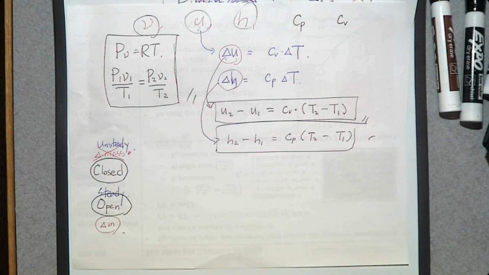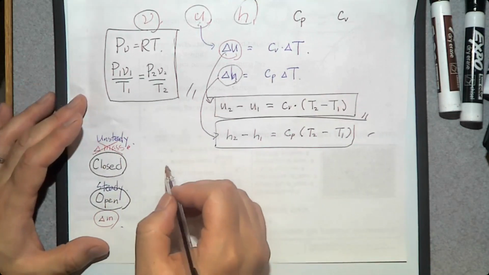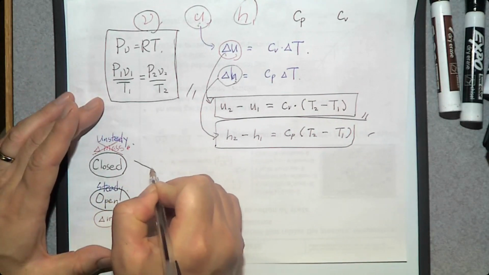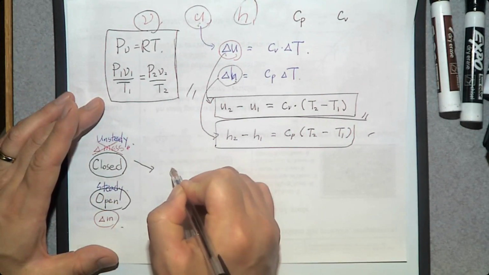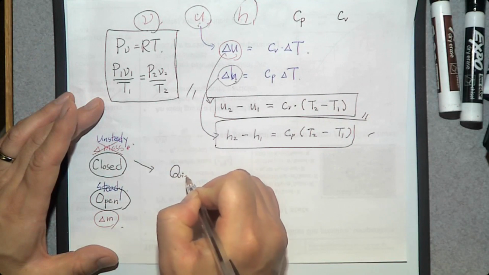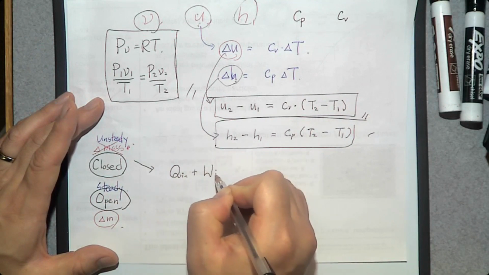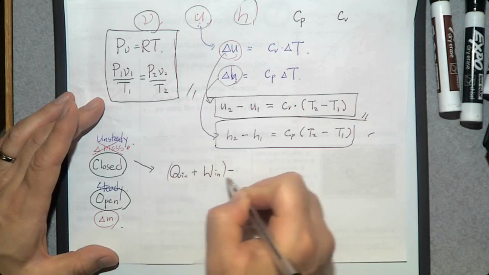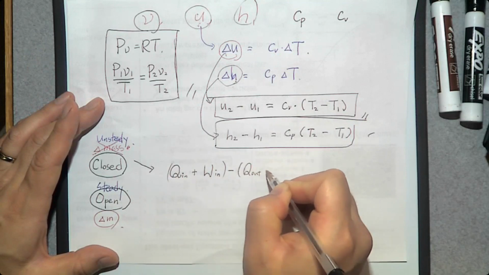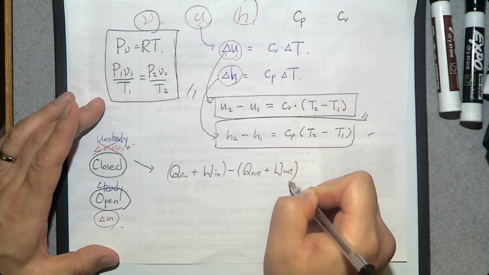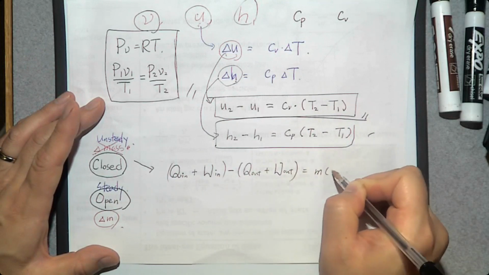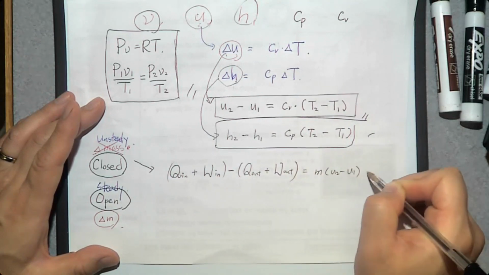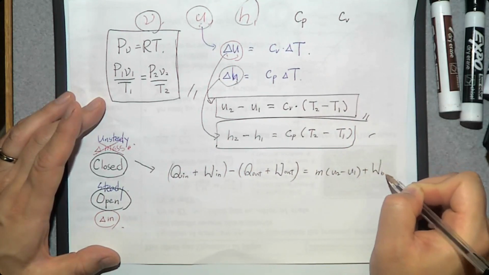Since you already studied these energy balance equations, I'm not going to explain. I will just write them down. If you have a question, you can let me know. You can interrupt anytime. So for the unsteady closed system, the energy balance equation is Q in plus W in minus Q out minus W out is mass times (U2 minus U1) plus moving boundary work.